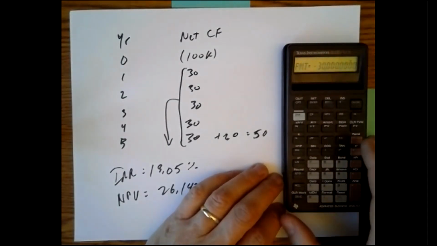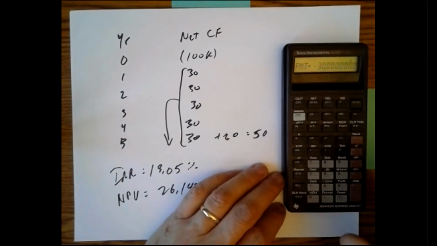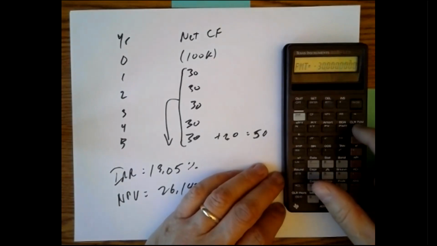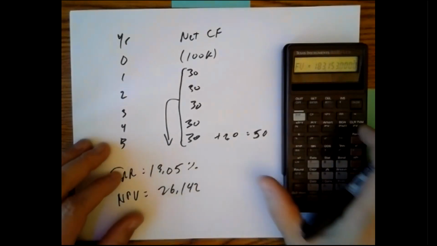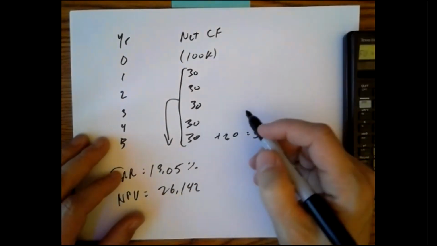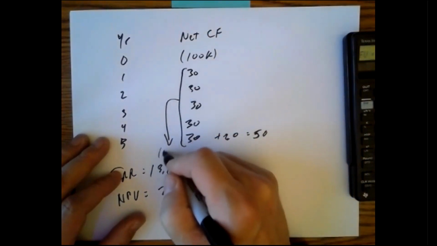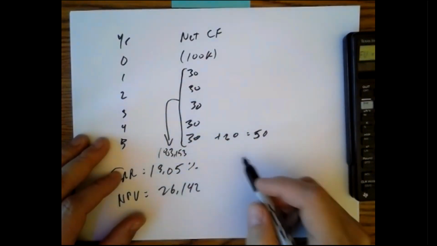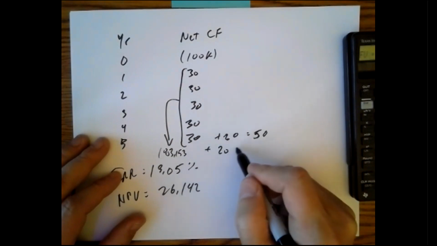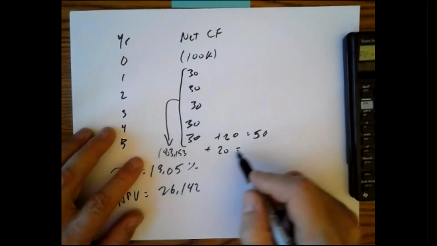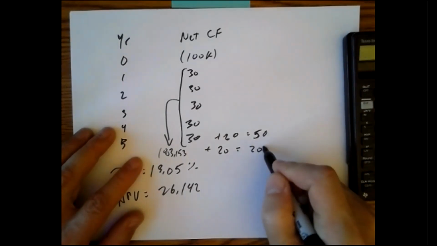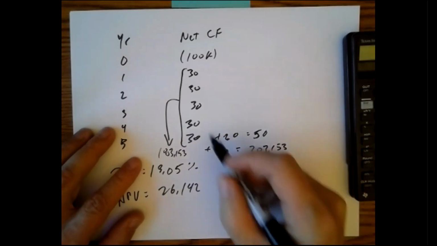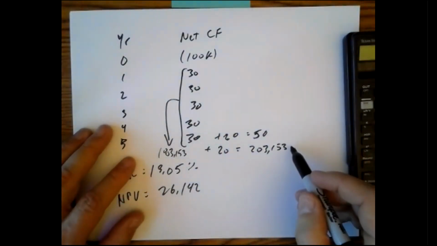Thanks to the magic of stop action recording, we'll do that one more time. So future value, compute, is 183,153. So our future value of these cash flows is 183,153. And then we're going to add 20,000, so the future value is 183,153 plus 20,000 is 203,153. So the future value of all this is 203,153.